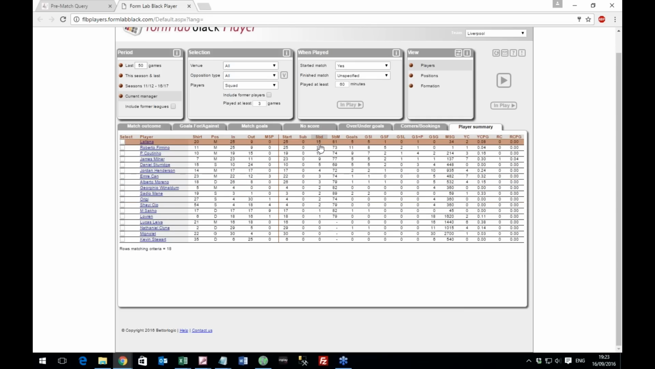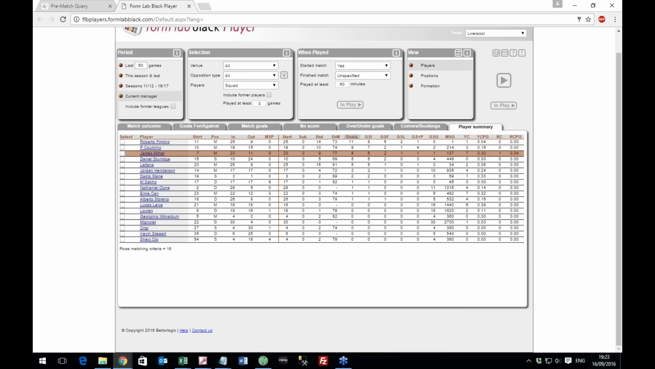Lallana's been subbed off in 15 of his 25 starts. But the average time that he's been subbed off is the 81st minute. Again, anyone that's watched Liverpool play will know that Lallana is a perfect Klopp player. He'll come out running around the pitch like a madman from the start, and no surprise that he gets tired by the end of it. Goals, which a lot of people are going to be interested in for betting markets today.